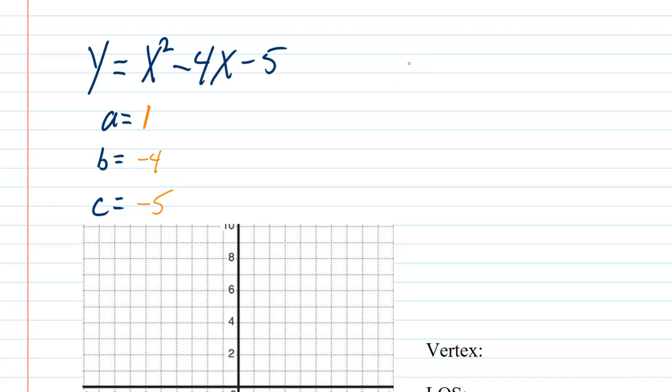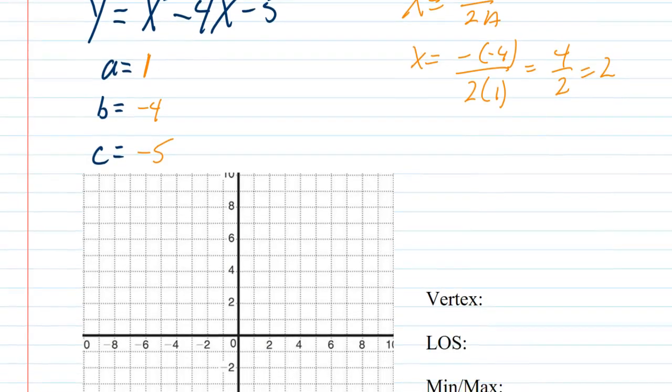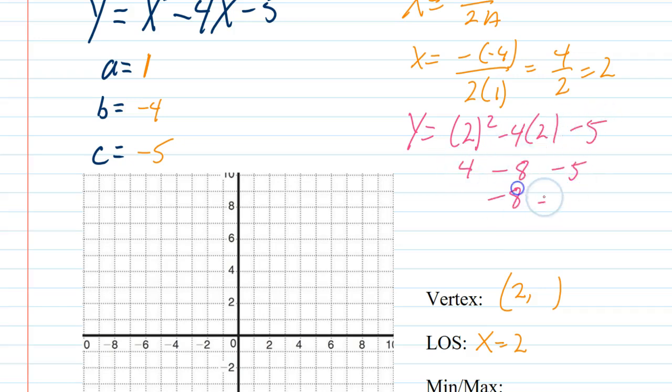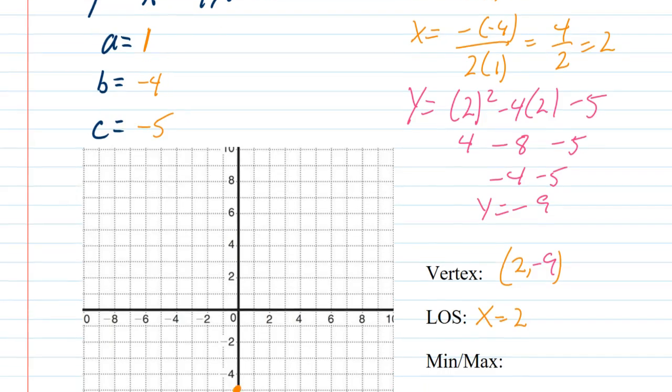Then we can find the line of symmetry. X equals negative b over 2a. That gives you negative 4 over 2 times 1, which gives you positive 4 over 2, which is simply a 2. So now we know our line of symmetry is x equals 2, and the x value of our vertex is 2. Plug it back in to find the y value. Y is equal to negative 9. So that's the y value of our vertex.